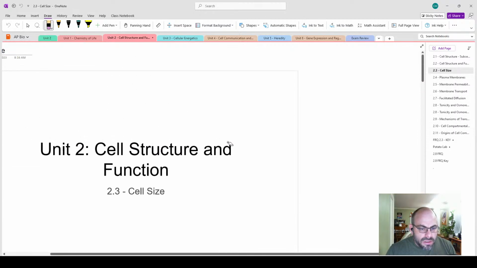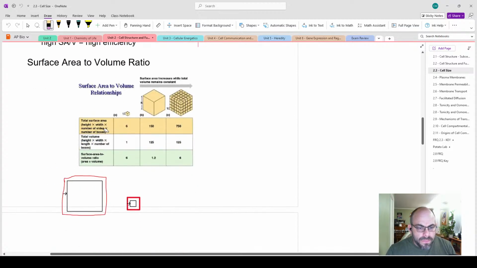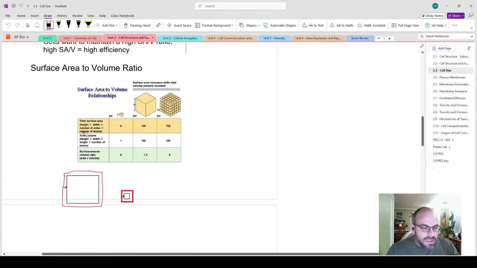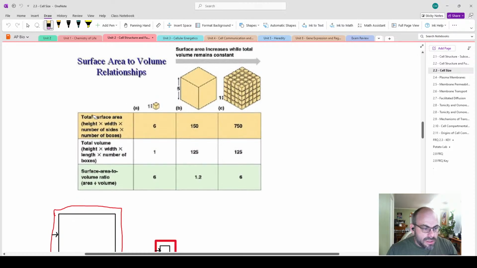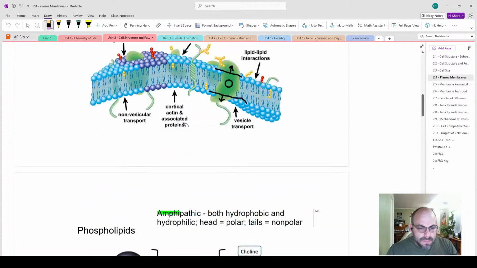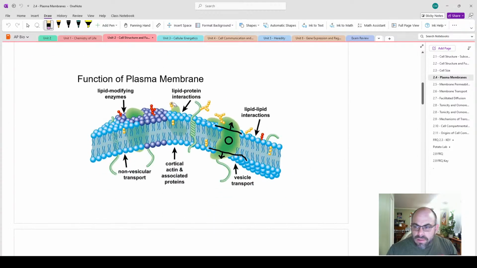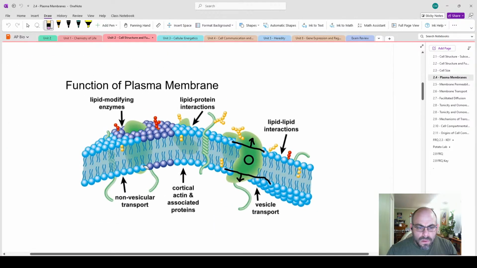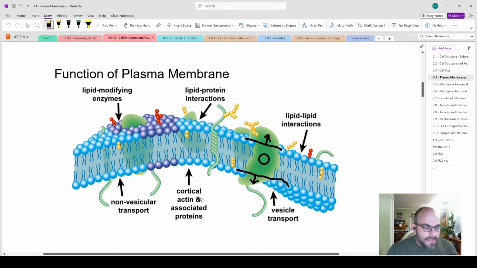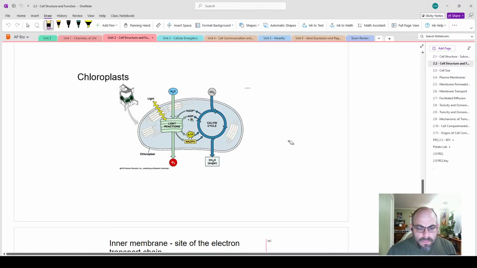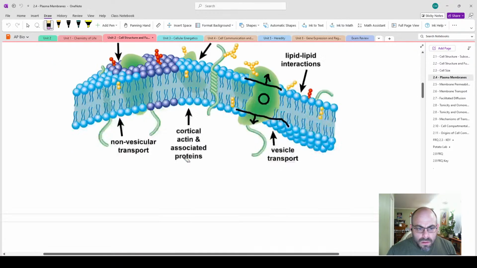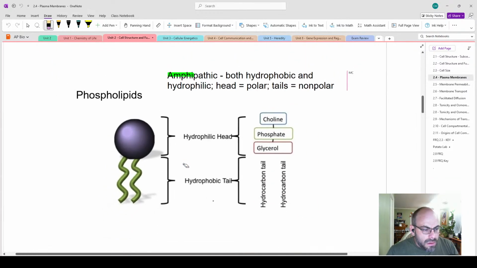Until I get a question, I'll talk about cell size because it's important. So let's look at cell size. There's a question. Lipid bilayer, yep. There's a bilayer right here. All right. Actually, you know what? There we go. All right.